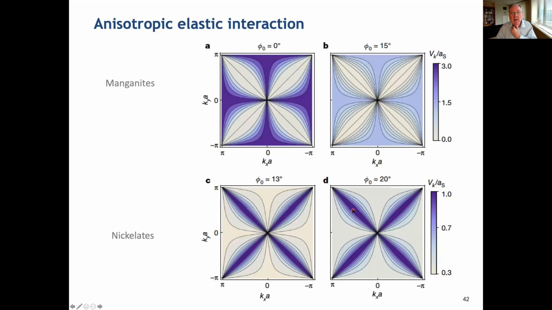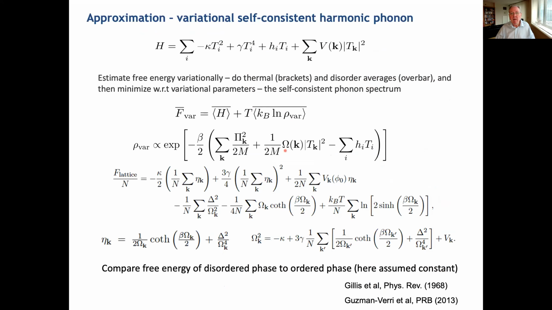Okay, and if you like, look at the behavior of that plotted as a function of angle. This is the anisotropic elastic interaction, again done for two different cases, for manganites and nickelates. And notice that, again, the symmetry is different. In this case, this is aligned along one axis, and this is aligned on the other, and that's because of the form of the unit cell. Okay. So how do you turn that into a theory?